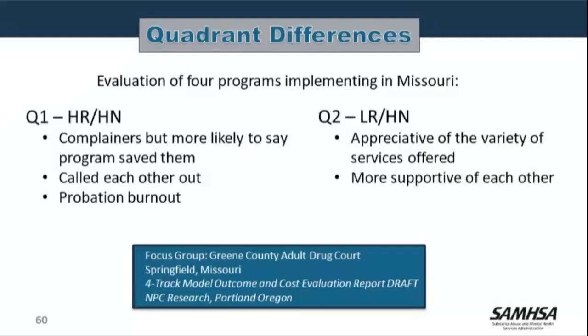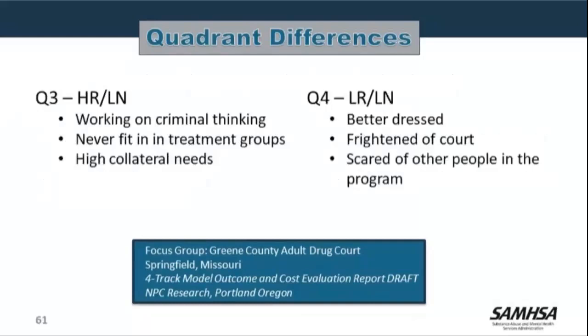On the track 2 people, and that's the people without a lot of criminogenic need and the substance use disorder, they were appreciative of the services they had and they were more supportive of each other. Track 3 worked on criminal thinking and said they never really fit in with treatment court and treatment groups. And they told me that in court too. They had a lot of high collateral needs, but they did very well. This was one of our best performing groups when we look at the data.